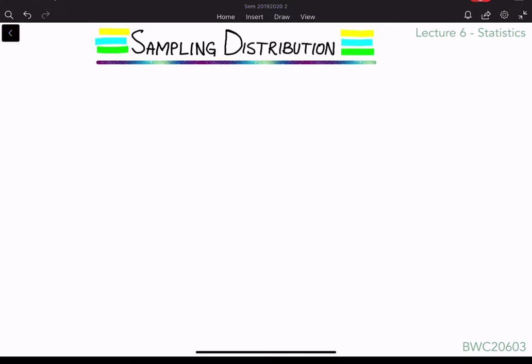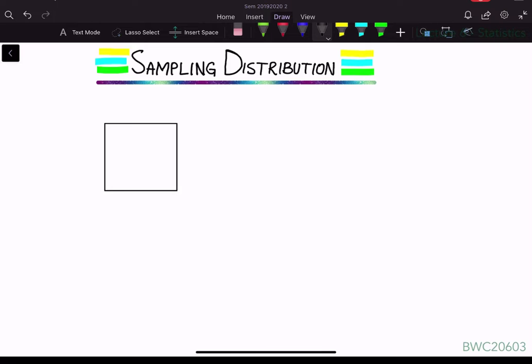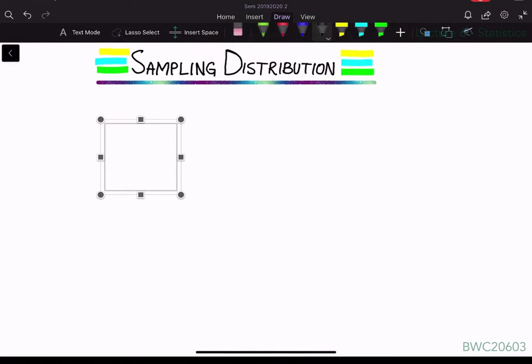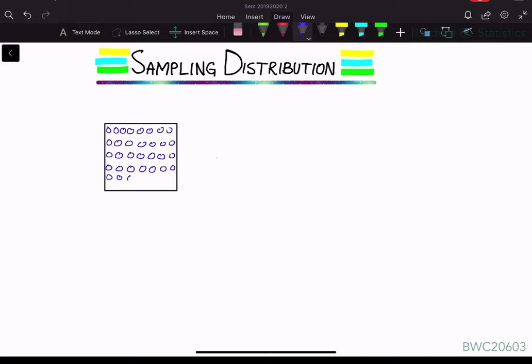First, let us consider that this box represents a population. And then these are the members of this population, and in general we consider the population to be very large, and we assume that we cannot get access to all of the members of the population, and hence we cannot collect data from all of them.